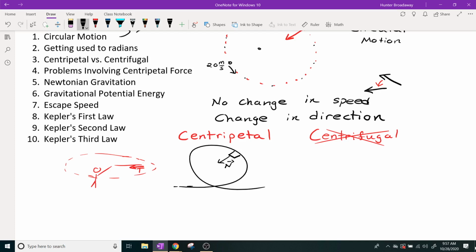Okay, and then if you're talking about, later on, gravity, planets and moons will go around an object. The force that actually keeps it in the orbit itself is gravity. Gravity is the centripetal force. So all of these forces, by definition, are centripetal because of the motion that's occurring. It is not a force by itself.